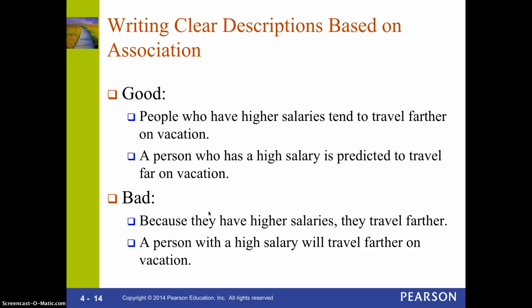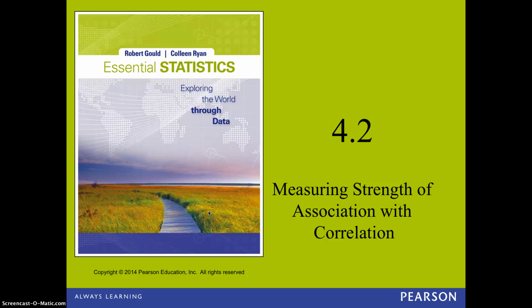When you do write your description, it's better to say the examples I have here, which are the good ones. The bad ones look more like there's causation happening. So it's better not to write things like "because they have higher salaries, they travel further." It's just that people who have higher salaries tend to travel further on vacation. Hopefully you see the difference between the good and the bad descriptions. It's better to use words like tend and predicted when you're trying to write your descriptions. In the next video we'll talk about how to measure the strength of the association.